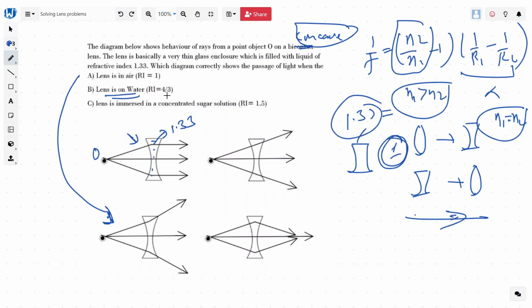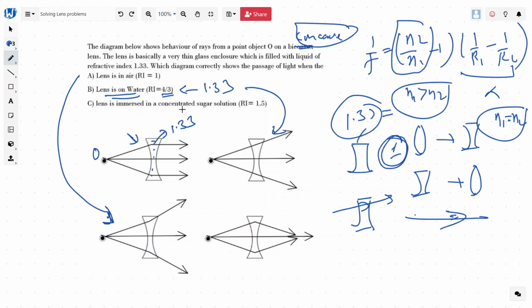Now the lens is in water, which is 4 by 3. The 4 by 3 is also 1.33. So which means that the refractive index of the lens and the medium is the same. So the ray of light is going to pass straight. In this case, it passes straight. So that is the solution for this one.